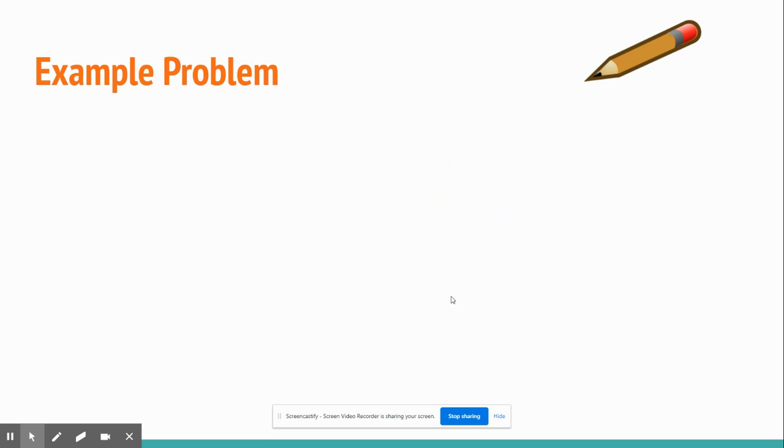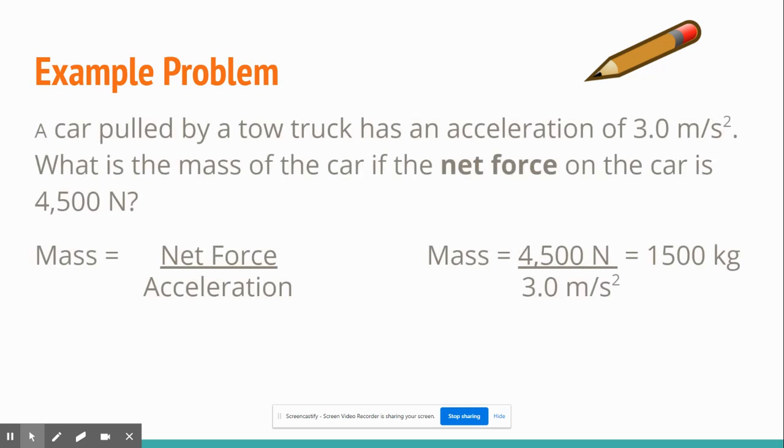Here is an example problem. And I know that you guys don't like to write a lot, but honestly, you need to have the sample problems written down so that you can look back and see how we worked them. All right. So here's an example of a problem that you might have on a test.